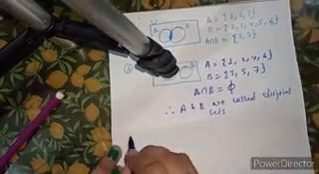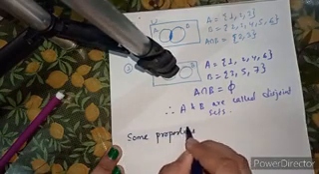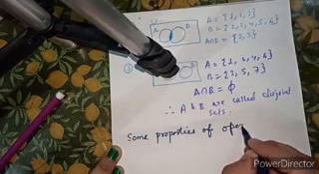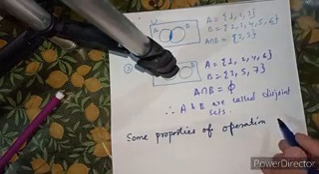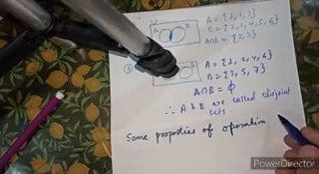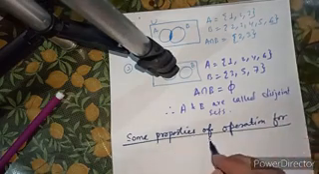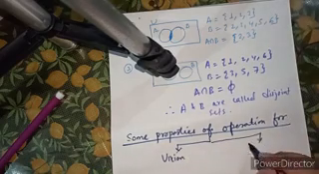Okay, so next are some properties of operations for intersection. There are some properties for union also and for intersection also.